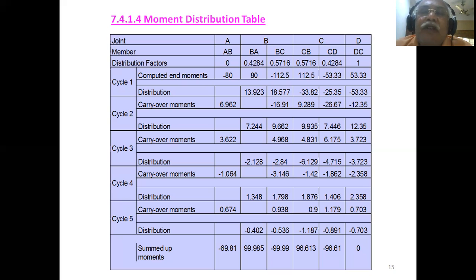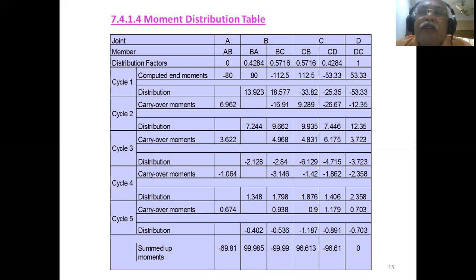Okay, and for CD member, we are getting minus 25.35. Both are minus because the resulting unbalanced moment is a positive value. That positive is the unbalanced moment. Then when you apply a resisting moment, that should be in the opposite direction. Therefore, we have to take it as minus.